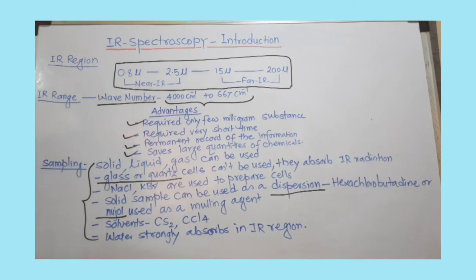You remember? Or if you want to prepare a solution, there is actually a limitation, because you can use carbon disulfide or carbon tetrachloride, since other solvents can absorb IR radiation. Particularly, the universal solvent, water, you cannot use because it absorbs in the IR region. So that is actually a disadvantage of IR spectroscopy. But you can use carbon disulfide or carbon tetrachloride for this purpose.